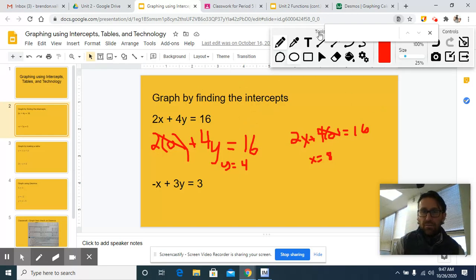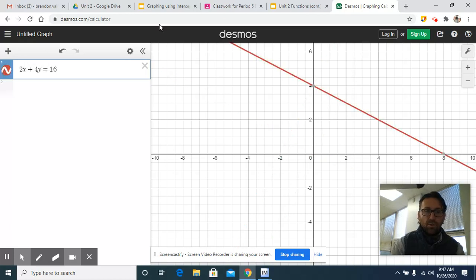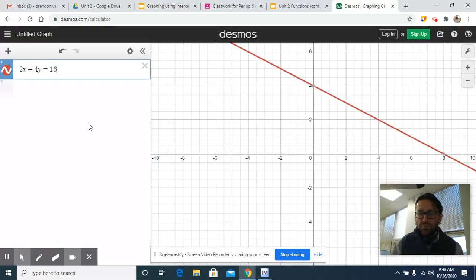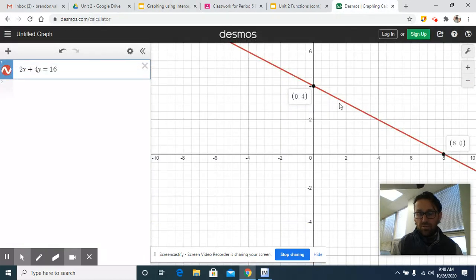Now, instead of using a graphing calculator, you could use Desmos, and Desmos actually allows you to, I think this was the equation, 2x plus 4y equals 16. Yeah. Desmos actually lets you do it without using slope-intercept form. And you can see here 0, 4 and 8, 0. Those were the 2 points that we found. So it shows you right there on the graph. Good way to check your answer.